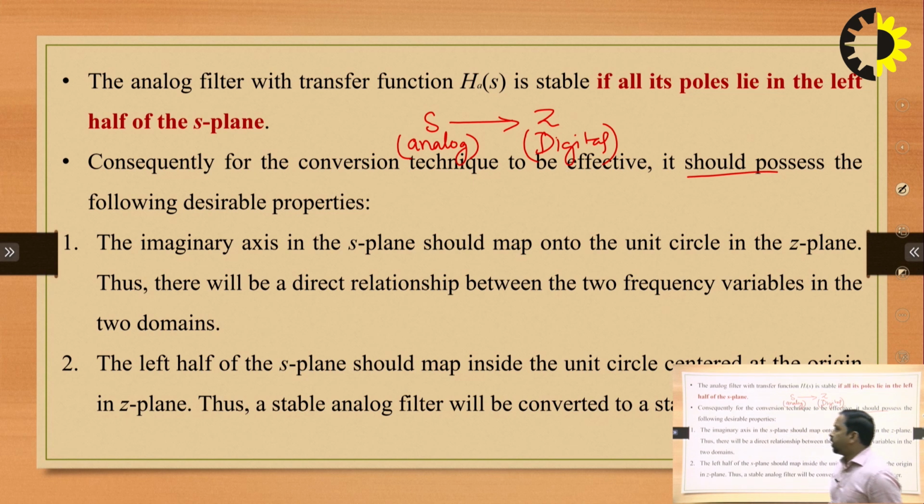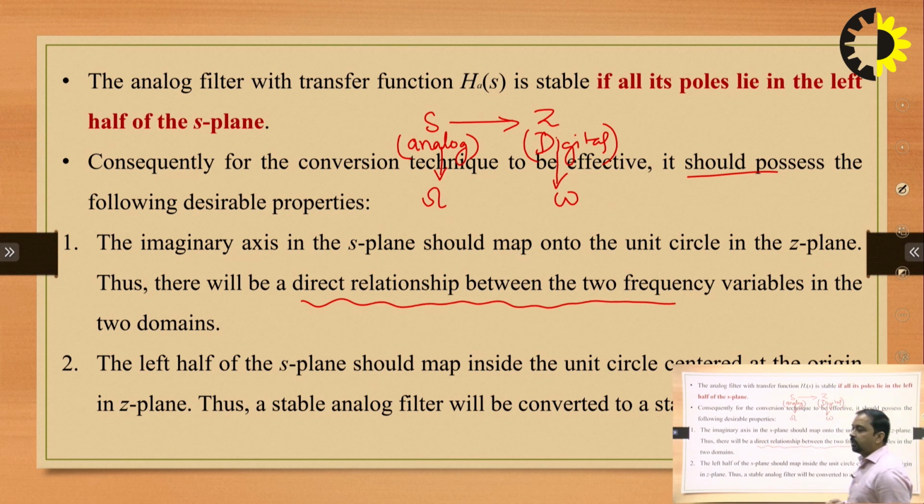for the conversion technique to be effective, it should possess the following desired properties. The first point: the imaginary axis in the S plane should be mapped onto the unit circle in the Z plane, and there will be a direct relationship between the two frequency variables. Later on we'll see that in the analog domain we have an analog frequency represented by omega, and in the digital domain the frequency is represented by W, or we can say omega. So there must be a direct relationship between the two frequency variables in the two domains, the S domain as well as the Z domain.